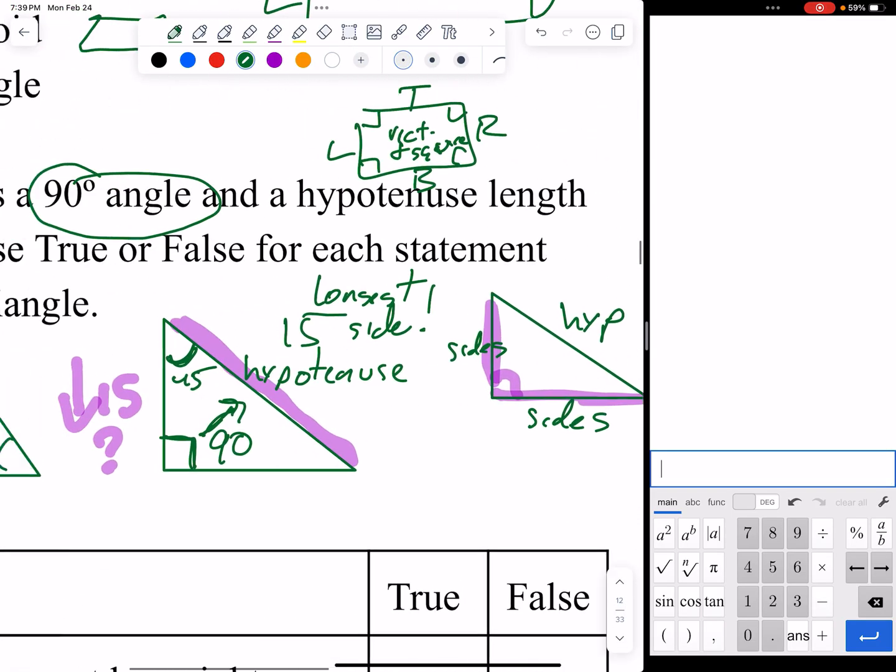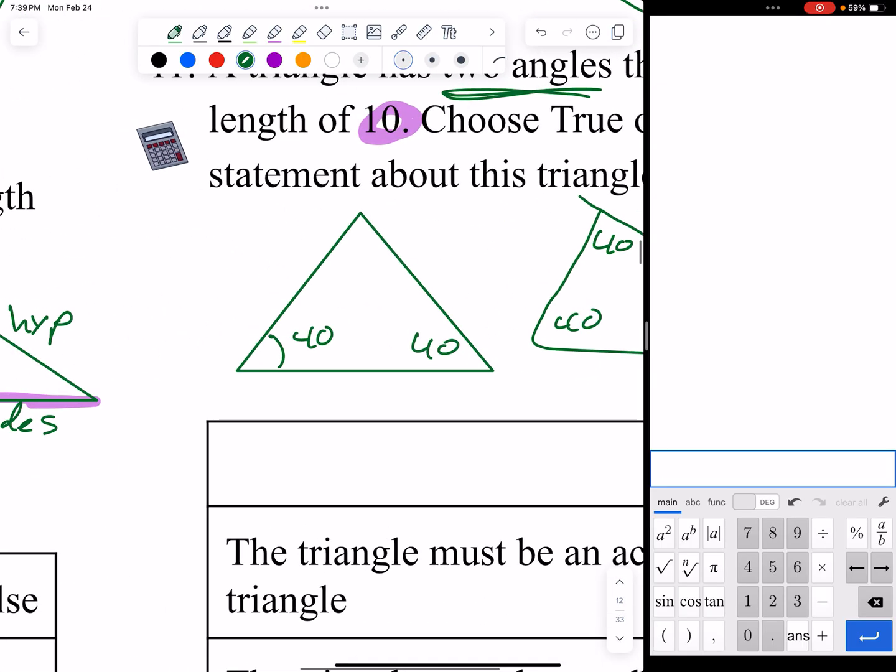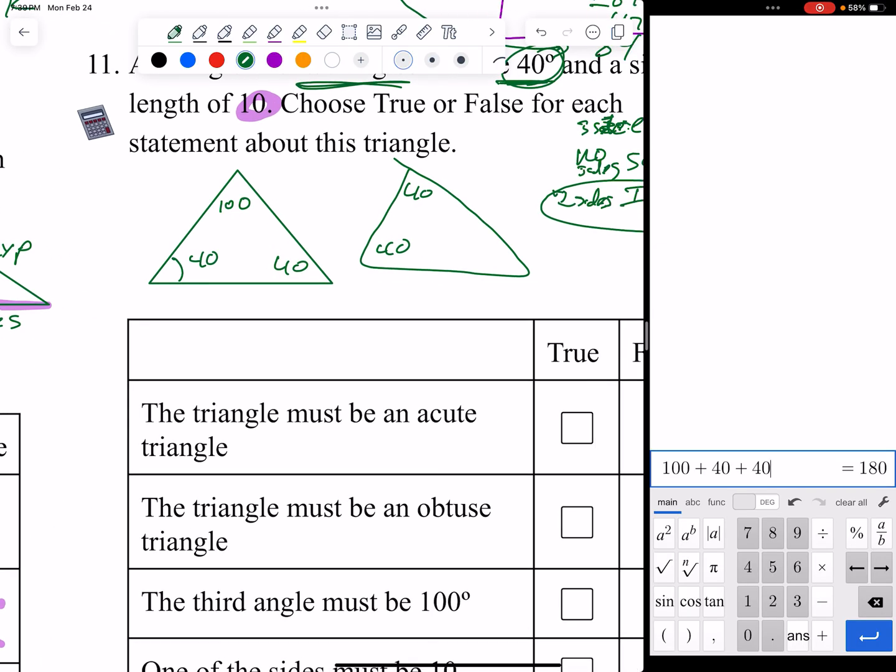I also told you guys that all triangles, the degrees inside add up to 180. So if this is 40 and 40, I'm going to take 180, get rid of 40, get rid of 40, and my leftover is 100. So let me double check. 100 plus 40 plus 40. Okay, there it is. That is 180 degrees. So because I know two of them are 40, another one has to be 100. The thing that's tricky is I don't know where that 10 is.